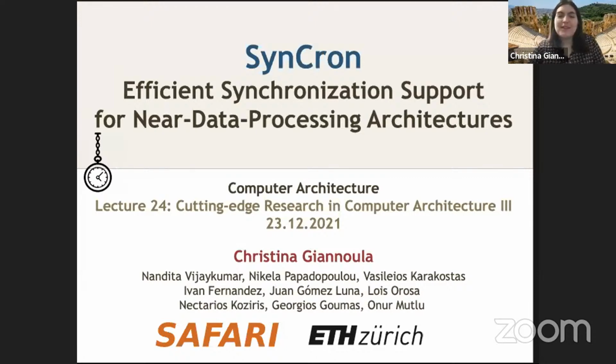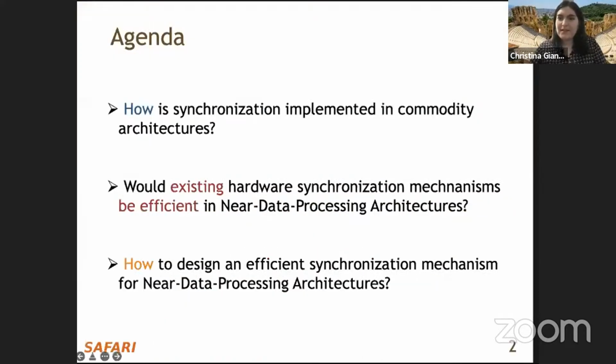As mentioned, in this talk, we will discuss Synchron, and we'll discuss how synchronization among cores is implemented in near data processing architectures. And this is the agenda of this talk. We'll basically discuss three main points.